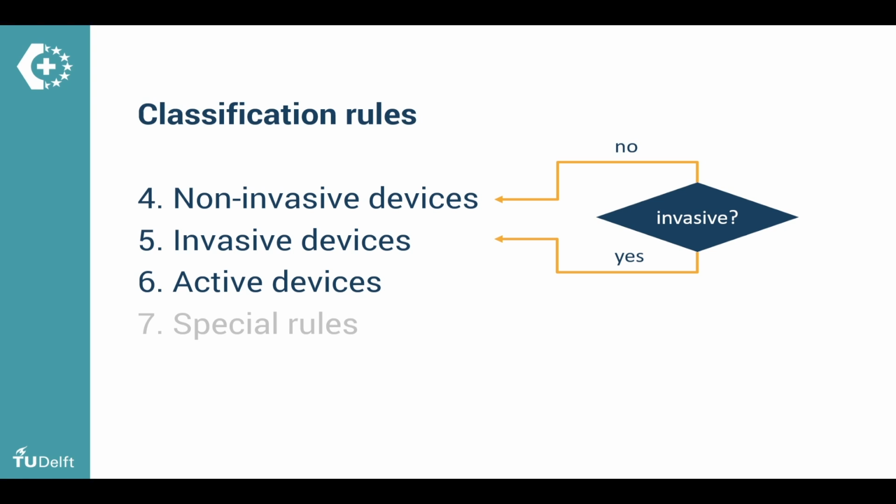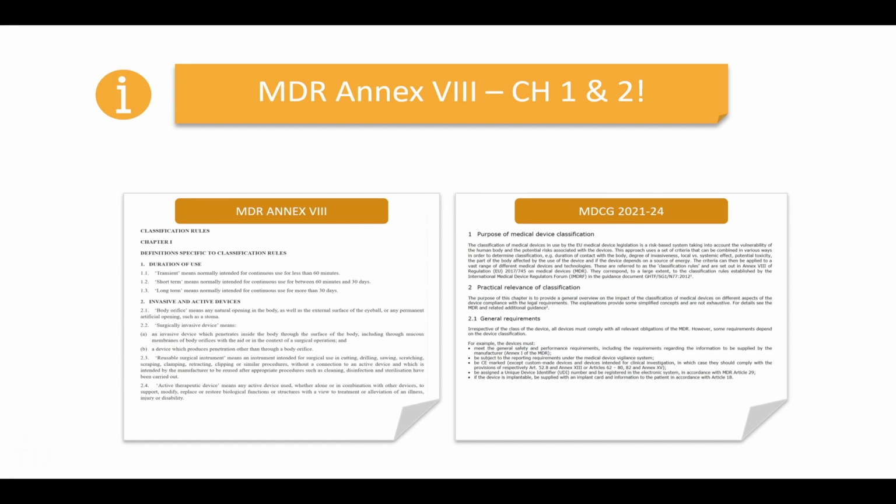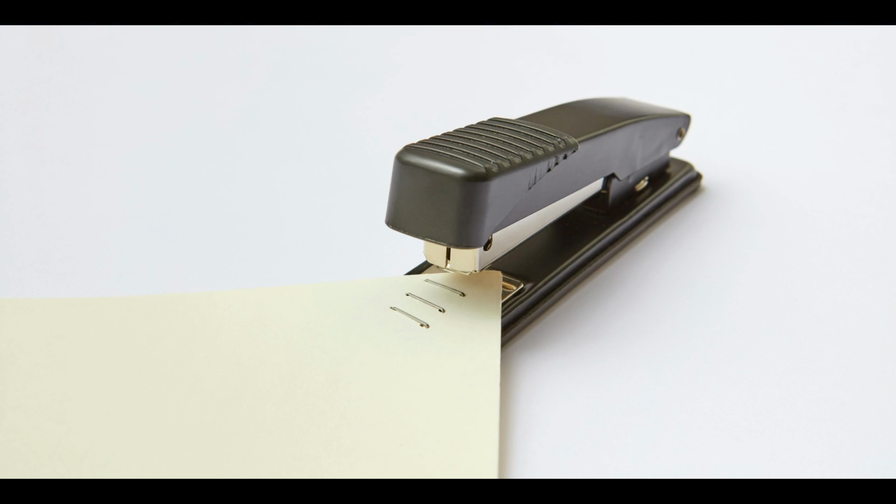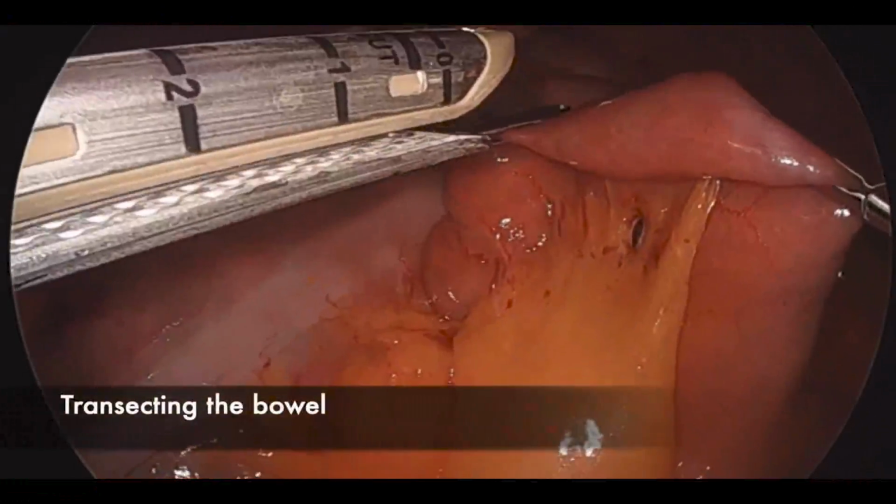Now, to some extent, these rules are quite self-explanatory, especially when you also keep the definitions in chapters 1 and 2 and the guidance documents at hand. But to help you get used to this labyrinth of rules, let's classify a much-used device together. If you can, keep Annex 8 at hand as a printed copy or in a different window that you can easily switch to. Now let's classify a stapler. No, not that one. This one.